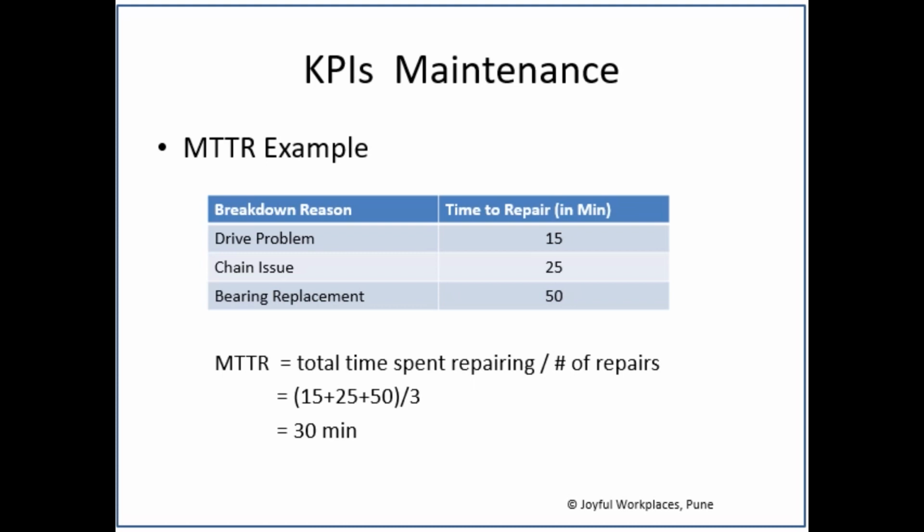Let us take an example to understand the MTTR. See, there are 3 breakdown reasons on a particular day: maybe a driver problem for 15 minutes, a chain issue for 25 minutes, and bearing replacement for 50 minutes. Then what is my MTTR as per the formula? It says total time spent on repairing. So what is my total time spent on the repairing? 15 plus 25 plus 50, divided by number of repairs. How many repairs? 3. So it is 90 divided by 3, that means 30 minutes.